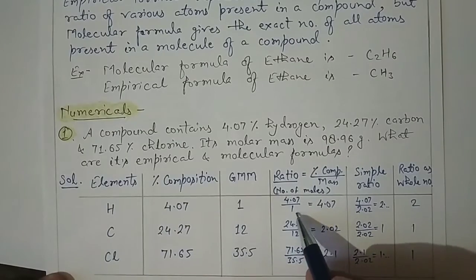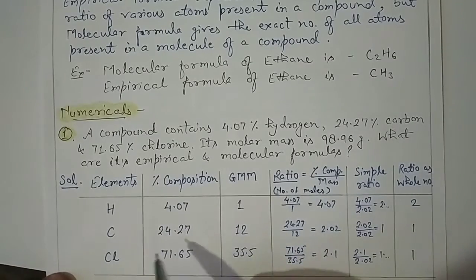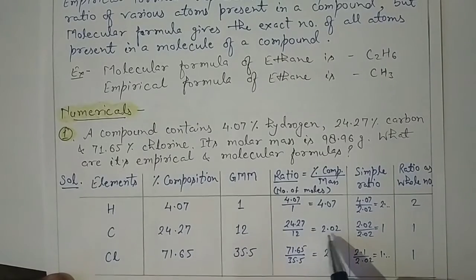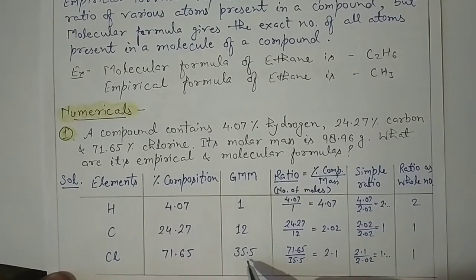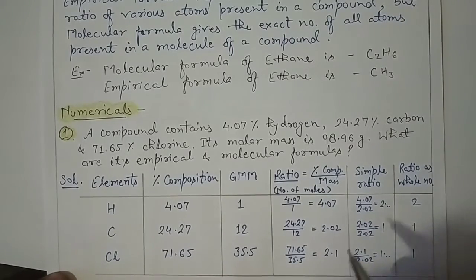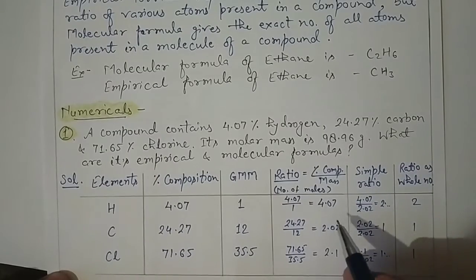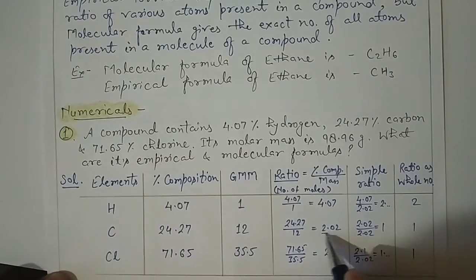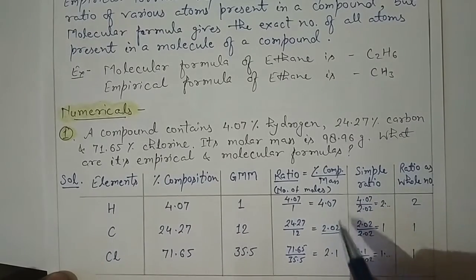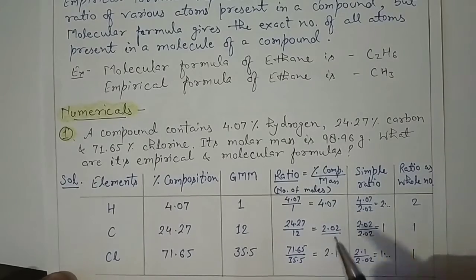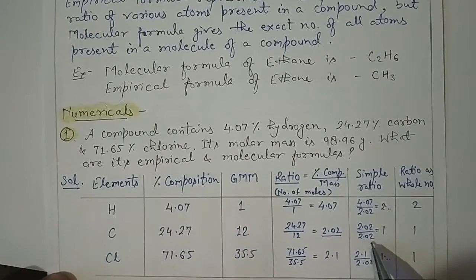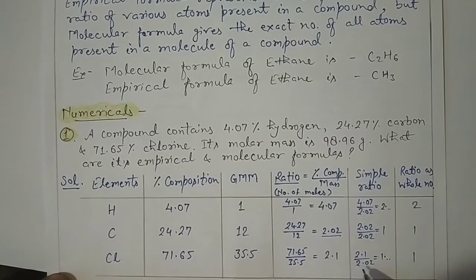So 4.07 upon 1 gives 4.07. Then for carbon, 24.27 upon 12 would give 2.02, and 71.65 by 35.5 would give 2.1. Now for the simple ratio, what we do? We take the smallest value from these. Smallest value is 2.02. We divide all the values by the smallest value. So 4.07 by 2.02, 2.02 upon 2.02 and 2.1 upon 2.02.